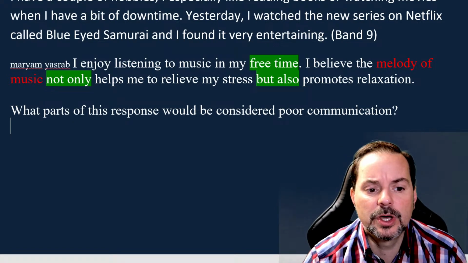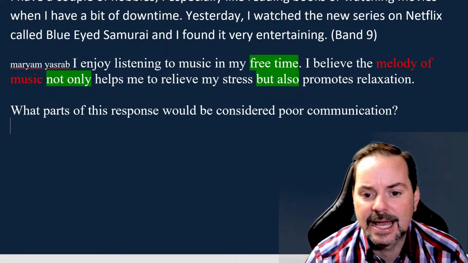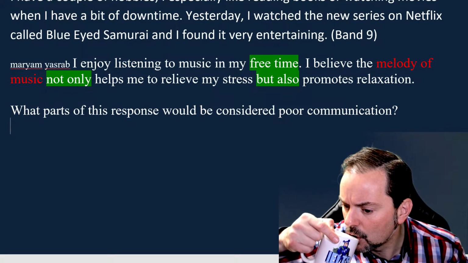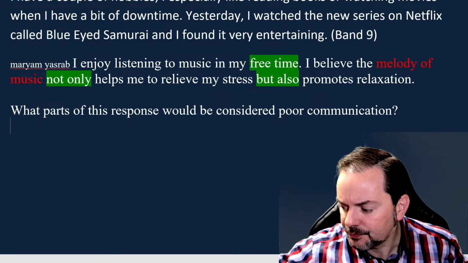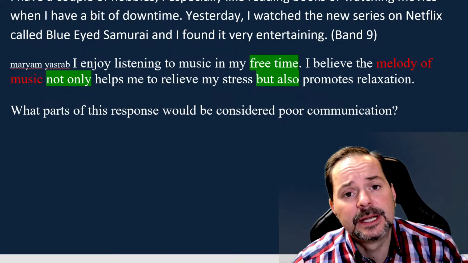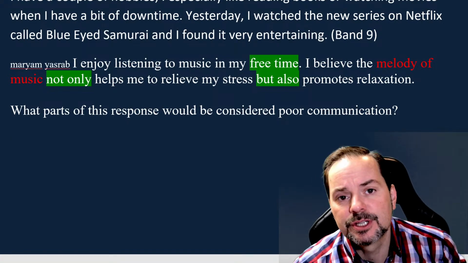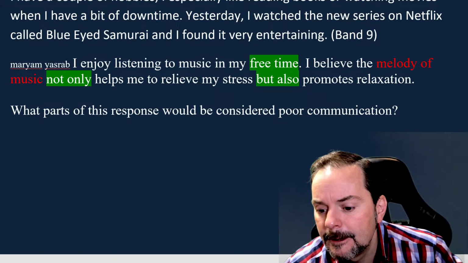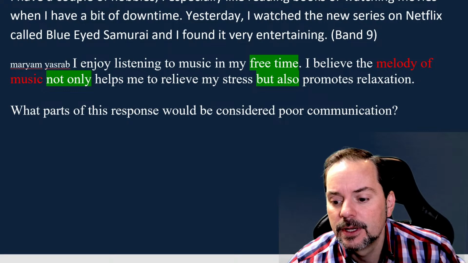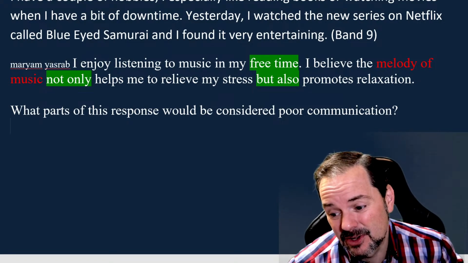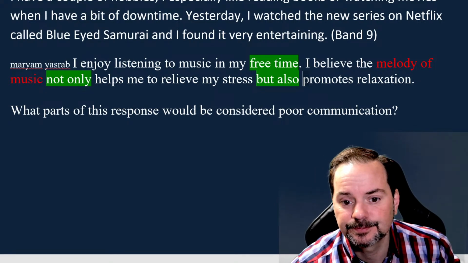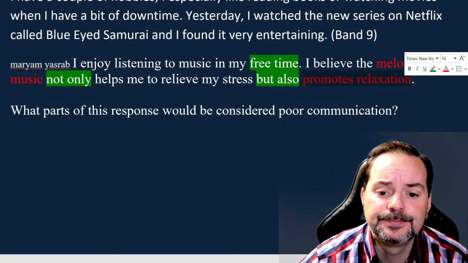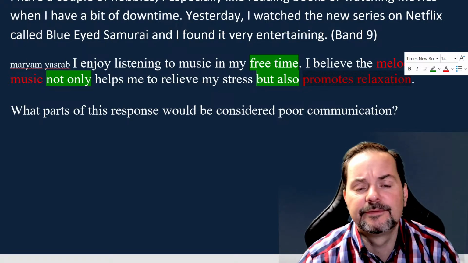What else? "Not only helps me to relieve stress, but also promotes relaxation." What else? Very good. And this is why I ask everybody, so that students aren't like, well, it's only Adrian's opinion. No, it's not only my opinion. You can see that your classmates have the same opinion. Ali Good says, I think relieving my stress automatically means relaxation. Absolutely. It's verbose. Okay. Does everybody know the word verbose?